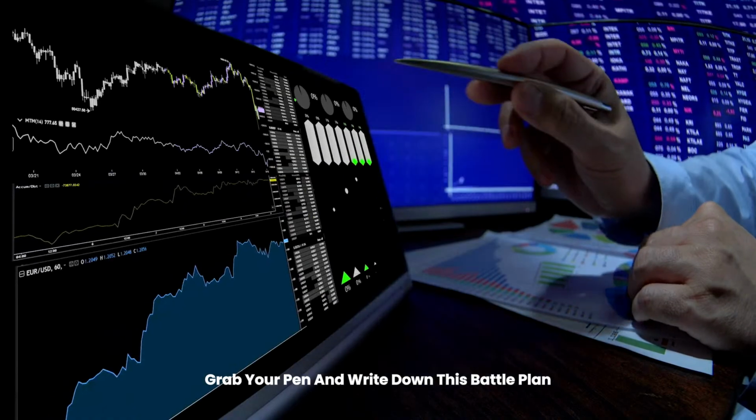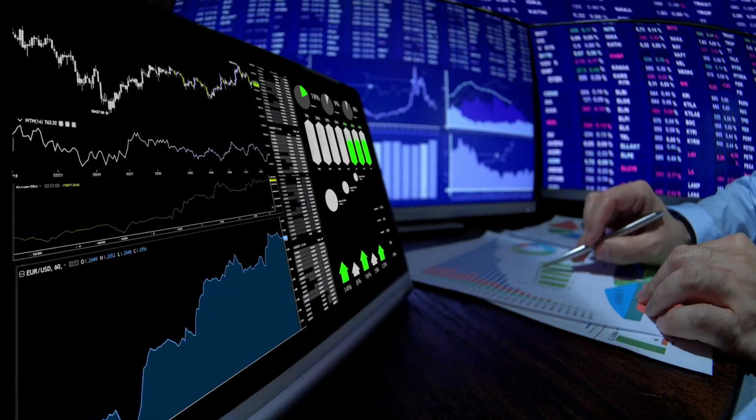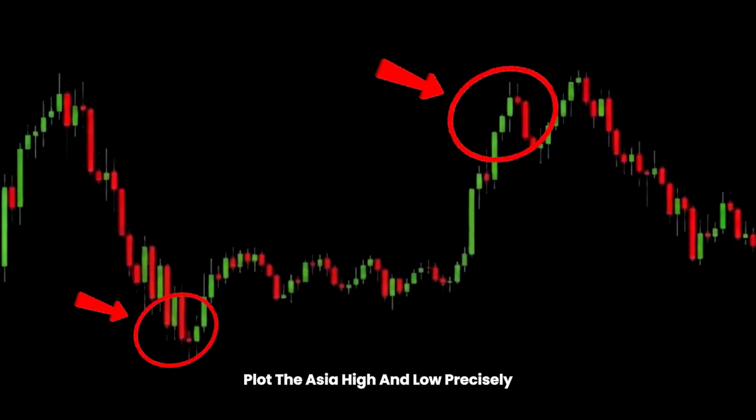Grab your pen and write down this battle plan. We never predict, we only react. Step 1. Identify, plot the Asia high and low precisely. This is your target liquidity zone.